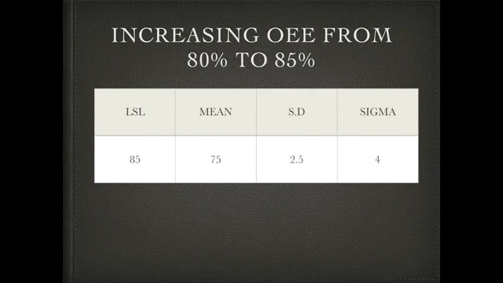So the lowest specification limit is 85, and the mean value is 75. The difference between the mean and the lowest specification limit is just 10. In 10, how many standard deviations of 2.5 could be accommodated? It is 4. So the sigma level for this particular process is 4.